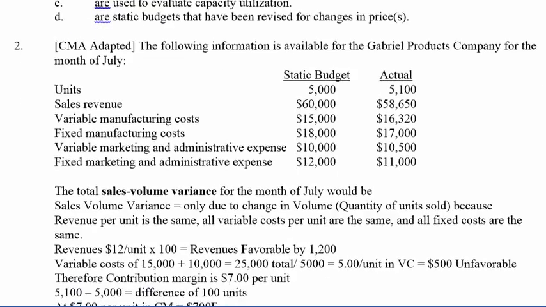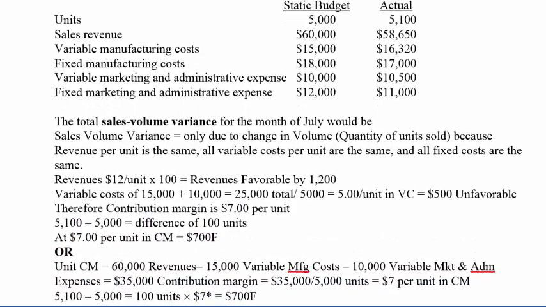Number 2 here, we have a question that is asking us to calculate what is our total sales volume variance for the month of July. And again, if you were to pull up that chart, the sales volume variance is the difference between the master static budget column and the flexible budget column. If you go pull that up and take a look at it, I promise visualizing this will help you understand how you're breaking this down.